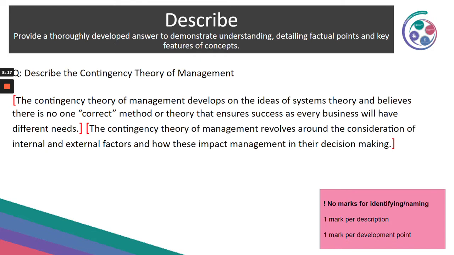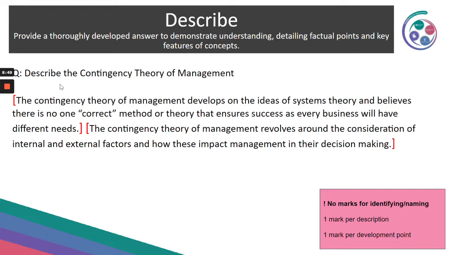So let's look at an example of a describe question. Be aware that you get no marks for identifying or naming in describe questions at Advanced Higher. You'll get 1 mark per accurate description and then 1 mark per further development point. So, describe the contingency theory of management. The contingency theory of management develops on the ideas of systems theory and believes there is no one correct method or theory that ensures success, as every business will have different needs.